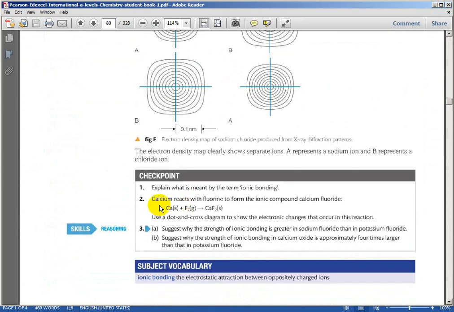Draw this: calcium reacts with fluorine to form the ionic compound calcium fluoride. Use a dot and cross diagram to show the electron changes that occur in this reaction. Draw and submit to my WhatsApp number. Hello students, are you listening to me? Yes, sir. Okay, quickly draw and submit to my WhatsApp number.